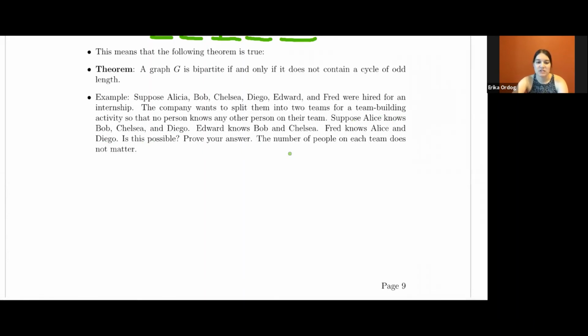So is this possible to do? Is it possible to split them into two teams where no person knows any other person on the team? And we want to prove our answer. And the number of people on each team doesn't matter for this question. So why don't you pause and try to think about this for a few minutes. If you come up with what you think is your answer, try to prove it.